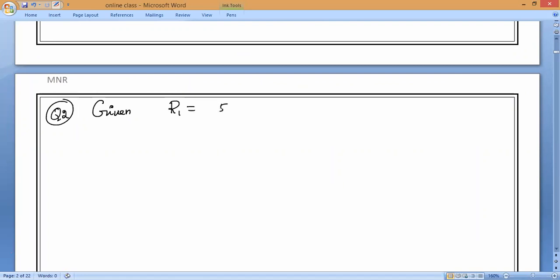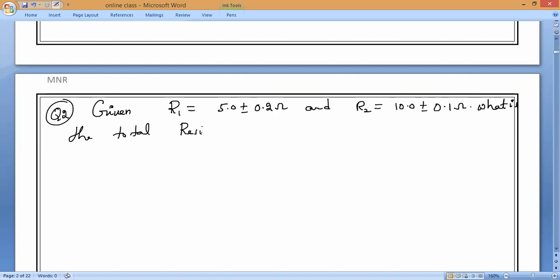Given R1 is equal to 5 plus or minus 0.2 ohms and R2 is equal to 10 plus or minus 0.1 ohm. What is the total resistance in parallel with possible percentage error?